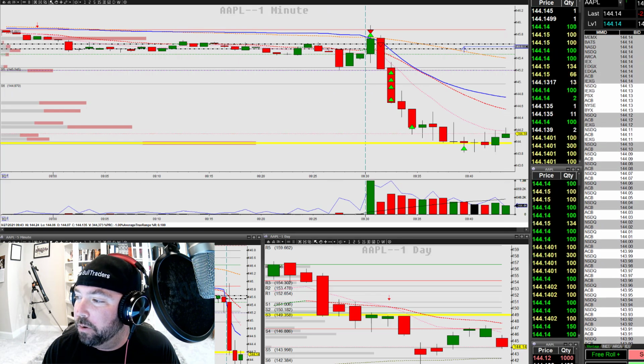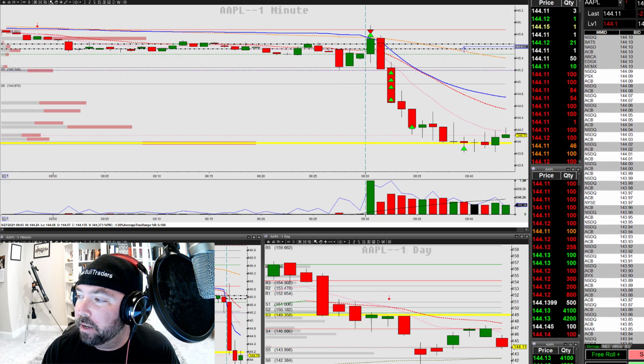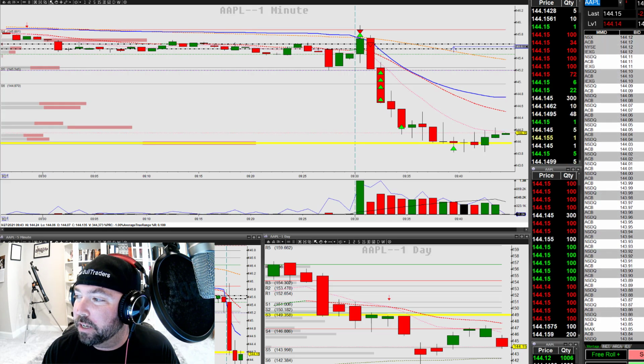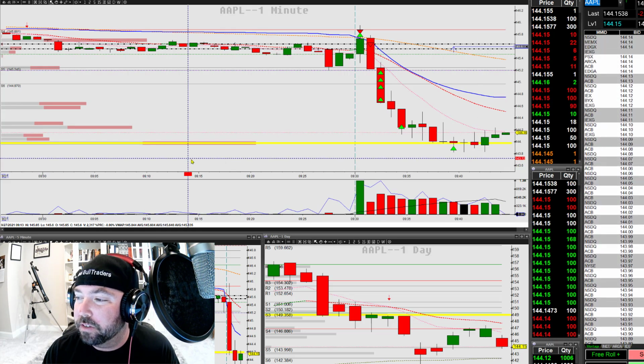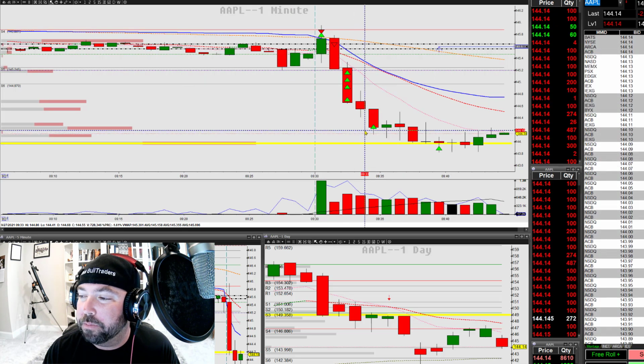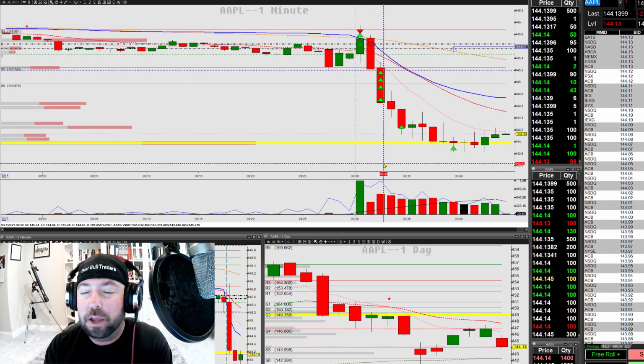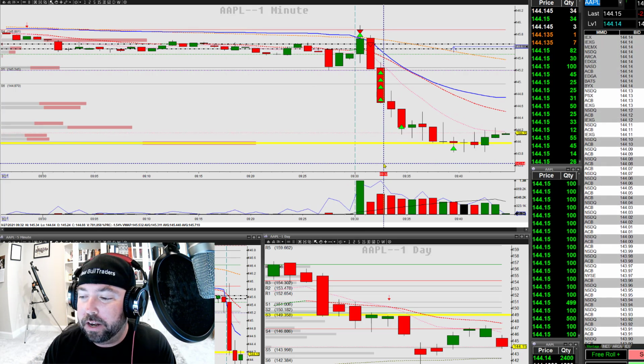Right now, it would be hard to add short. Let me look at my level 2. Yeah, I don't have any glaring bids sticking out, really making me think this thing's got a big gravity to go to or something. So I'm just going to hang on this. So ended up a great day, one and done on Apple, the only trade I've taken today.